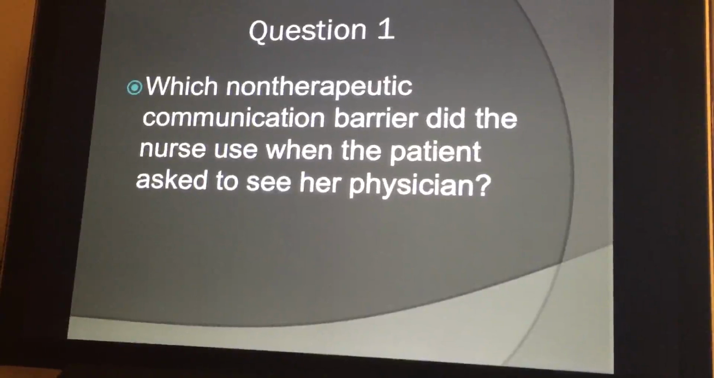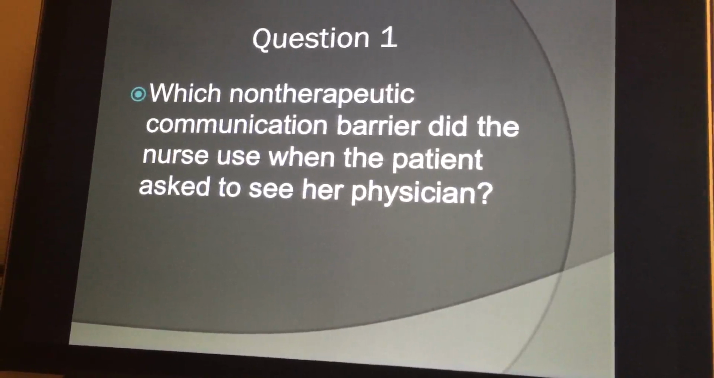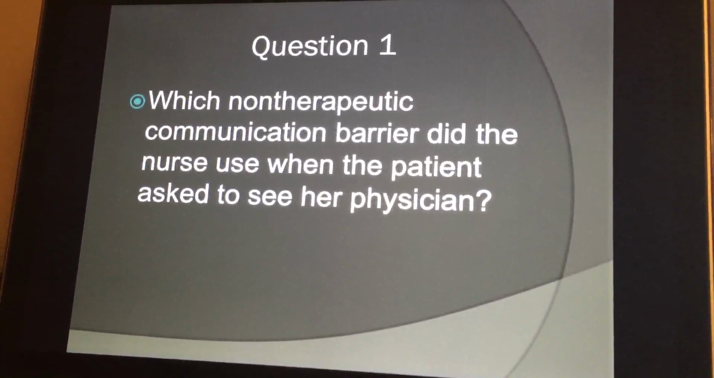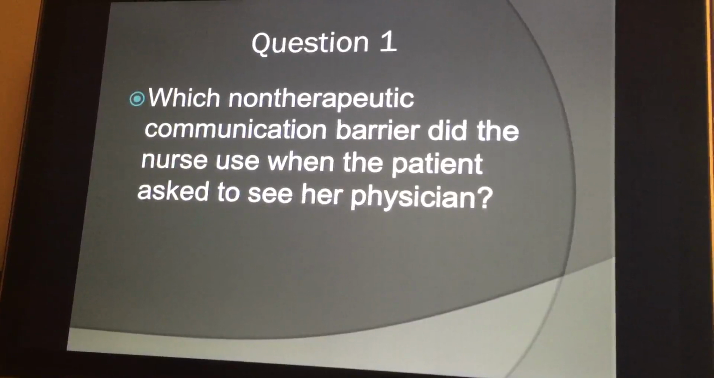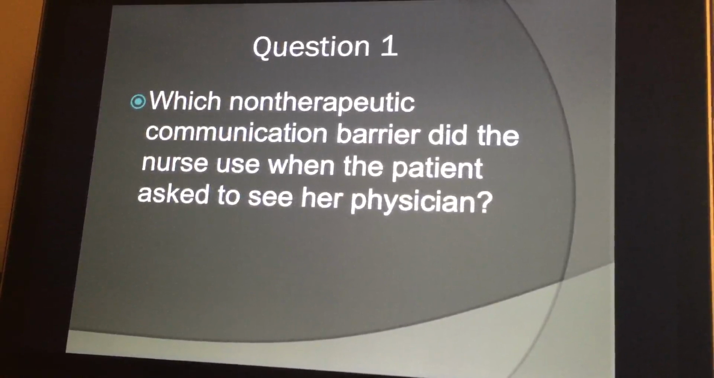Question 1. Which non-therapeutic communication barrier did the nurse use when the patient asked to see her physician? I will allow 1 minute for you to think about it.